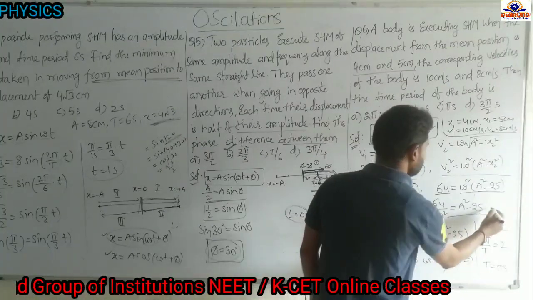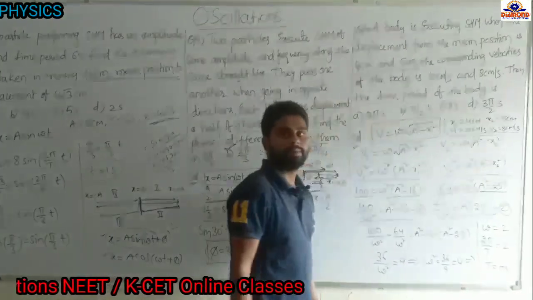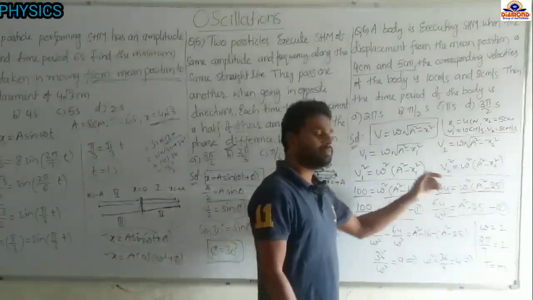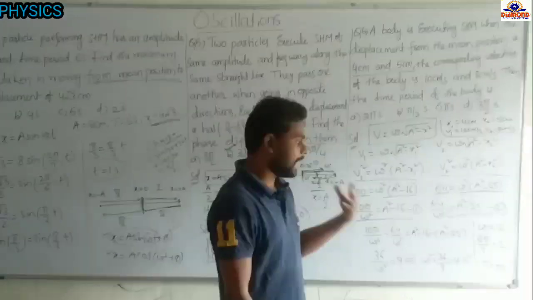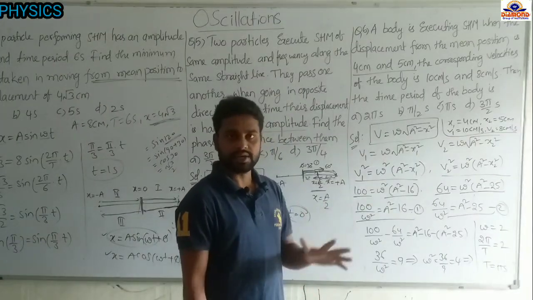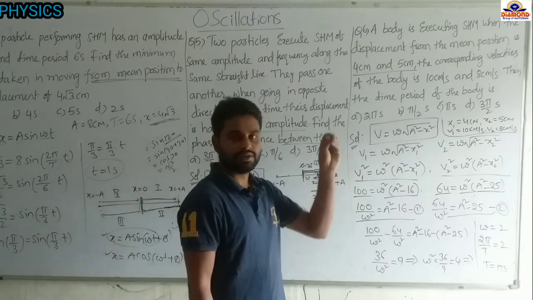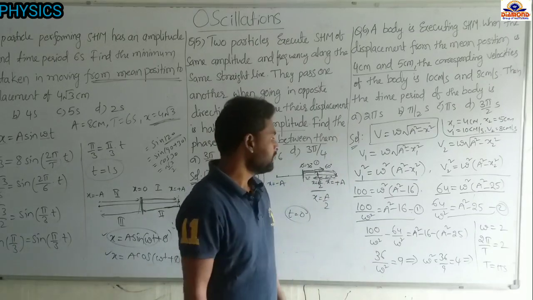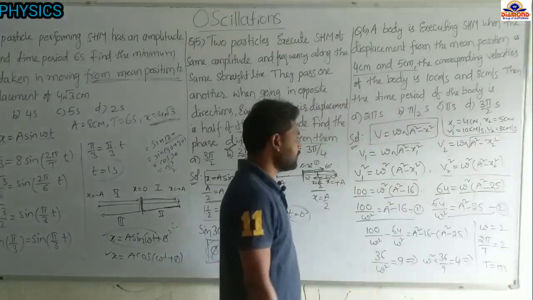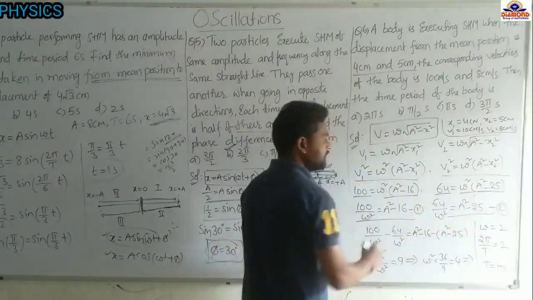This is the one, this is the second equation. They are asking the time period. If they ask the time period, subtract one equation from the other equation. If they ask the amplitude, take the ratio. Okay? If they ask the amplitude, take the ratio. If they ask the time period, subtract one equation from the other. Now I am subtracting, as they ask the time period. So I am subtracting the second equation from the first equation.